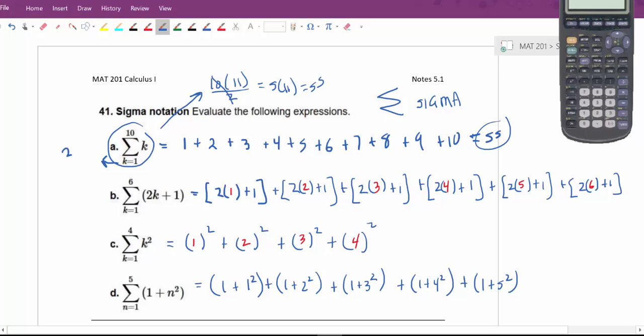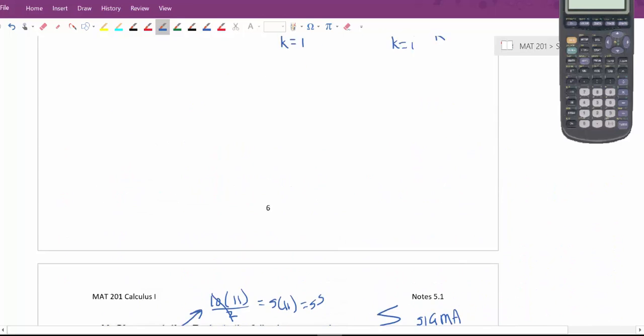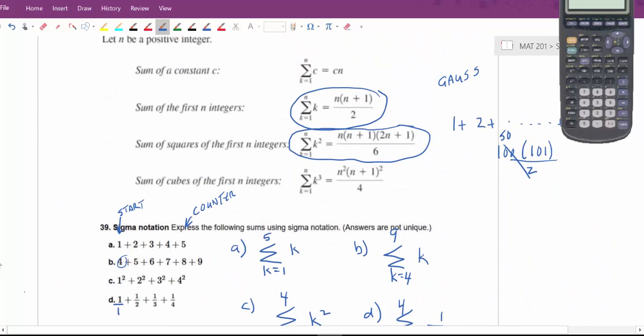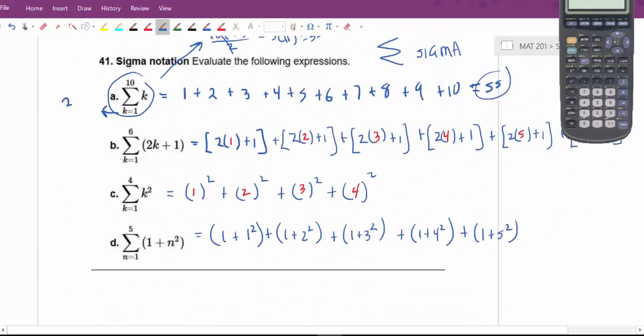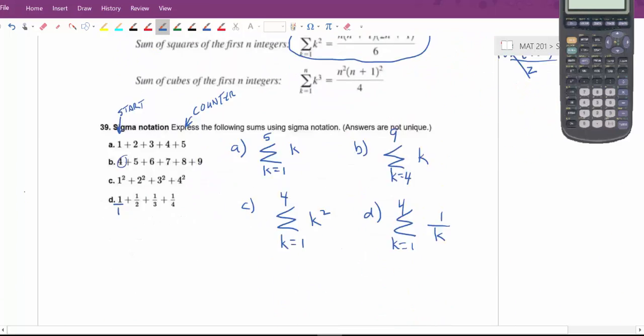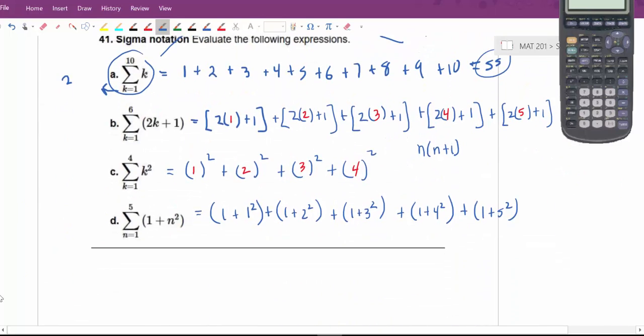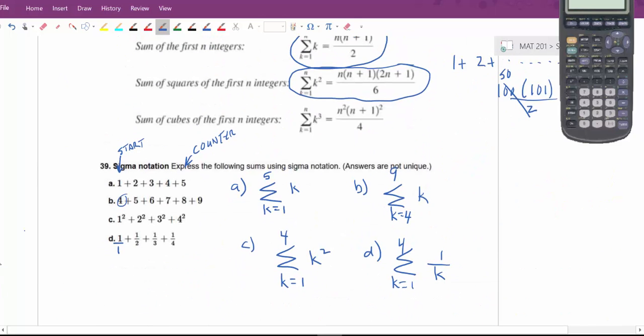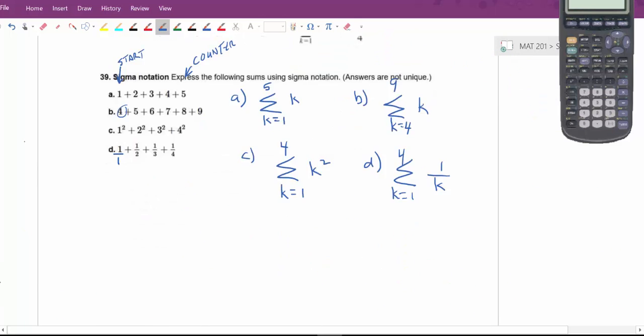Now the k squared formula, some of these I forget. Let's write that down. It's n times n plus 1, then I think it's 2n plus 1. You guys don't have to know these formulas. 2n plus 1. Now, what was that over? I have a bad short-term memory problem here. 6.